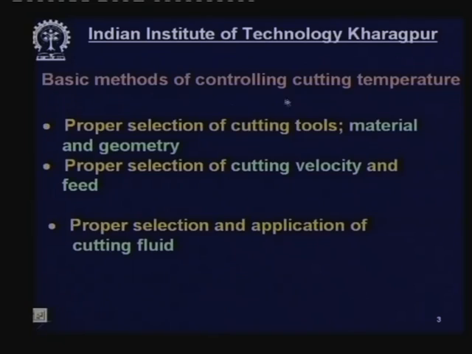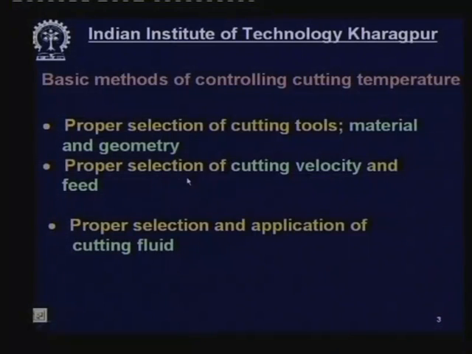Now, what are the basic methods of controlling cutting temperature? There are 3 basic methods. One is the proper selection of the cutting tools, the material and geometry, both of which play an important role on the cutting temperature, its magnitude and its effects. Next is proper selection of the process parameters. The principal process parameter is cutting velocity and next is feed. So, properly they have to be selected, keeping in view that the metal removal rate remains unchanged. And third, but the most important, is proper selection and method of application of cutting fluid.